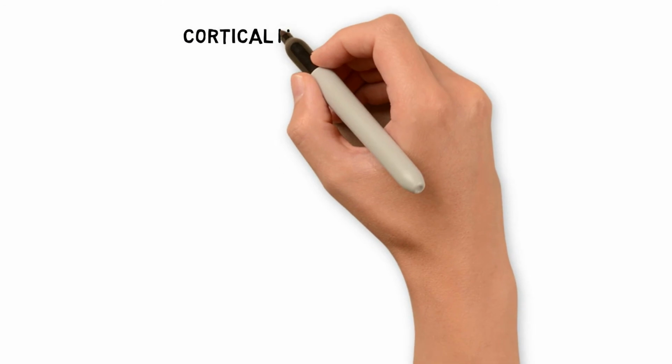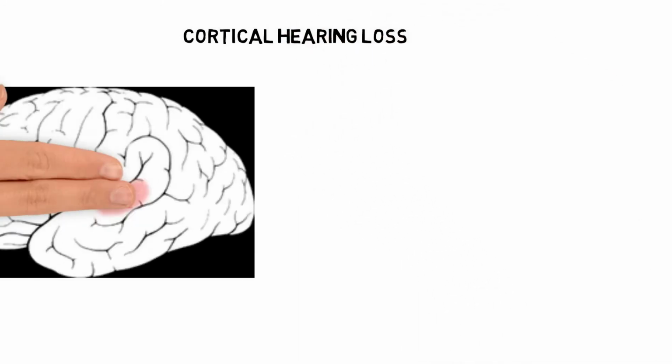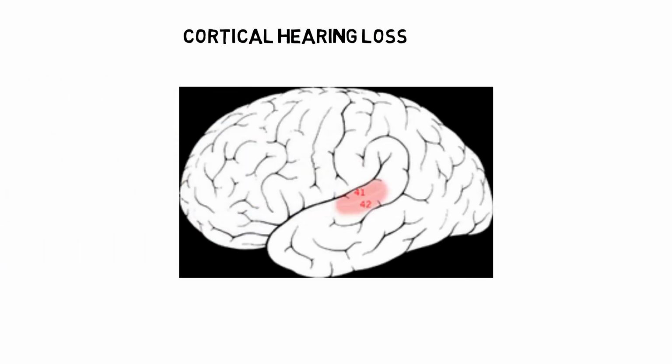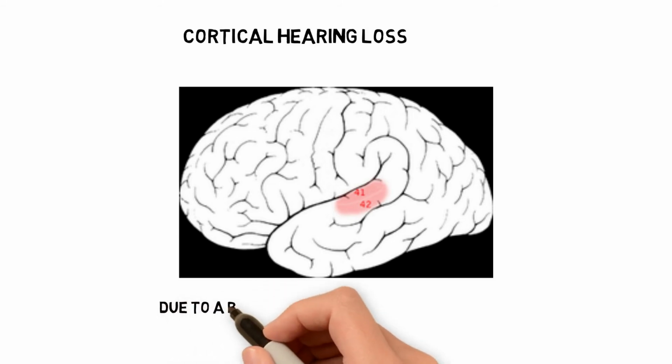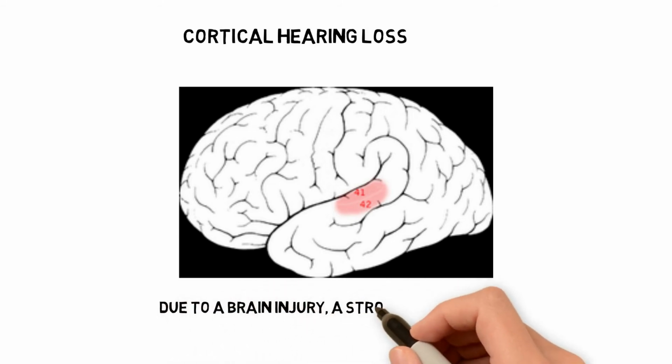This last type of hearing loss is cortical in nature. It comes from the brain itself. The cortical area for hearing is in the superior posterior temporal lobe, also known as Brodmann areas 41 and 42. A lesion in this area will cause bilateral or binaural hearing loss. With this type of hearing loss, the middle ear and the inner ear work well. The brain, however, does not process the incoming information. This may be due to a brain injury, a stroke, or a tumor.